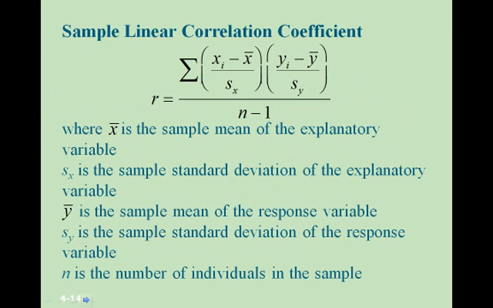And here we see that formula for r. The letter x with a bar, or x bar, is the sample mean of the explanatory variable. s with a subscript of x is the sample standard deviation of our explanatory variable. y bar is the sample mean of the response variable. s sub y is the sample standard deviation of the response variable. And n is the number of individuals in the sample.